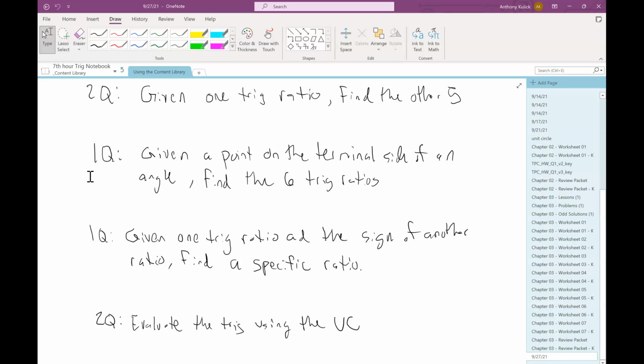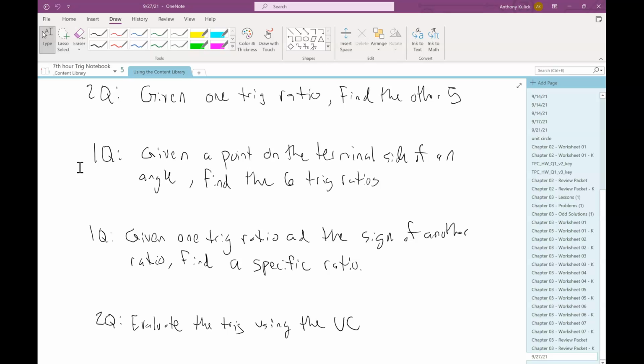So you definitely want to know the conversion factor going from radians to degrees or degrees to radians, right? You should know the 6 trig ratios, so sine, cosine, tangent, cosecant, secant, and cotangent. You should know that sine and cosecant are reciprocals. Cosine and secant are reciprocals. And tangent and cotangent are reciprocals.